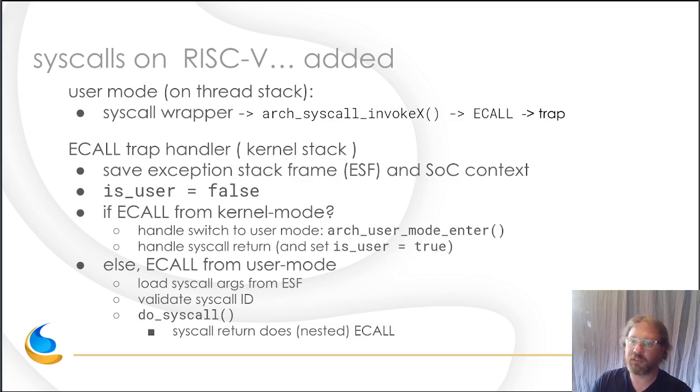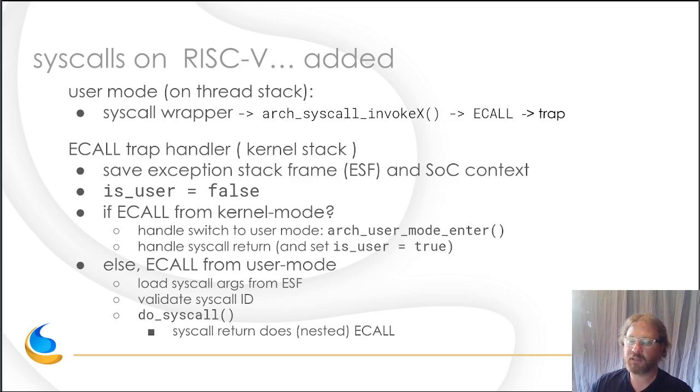So once we trap into the kernel mode, the first thing that happens is switching from the user stack to the kernel stack. And so we save the exception stack and various parts of SOC context. And then we update this flag. So this is the user flag that I just talked about. This is our special kind of protected area that we use to keep track of whether we're in user mode or kernel mode. So we update that to false, because we're running in kernel mode.